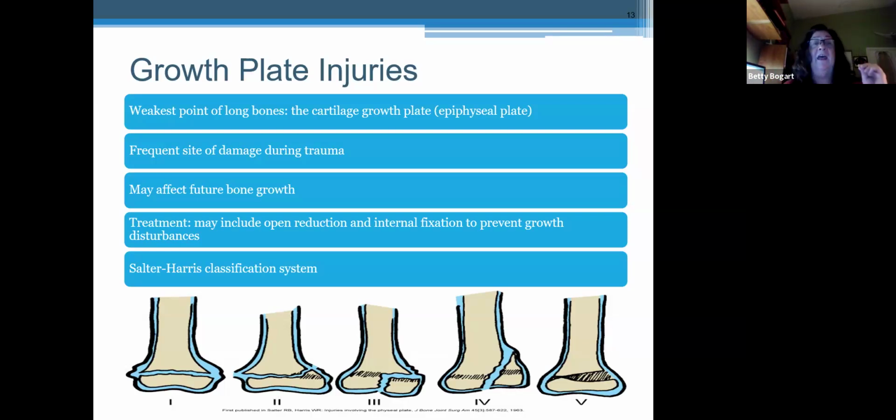All of them are going to get surgery. They need an open reduction internal fixation. They need to put that piece of bone together, put a plate, put screws, make sure it's absolutely where it needs to be so that bone grows the way it should and it's not crooked. Okay.